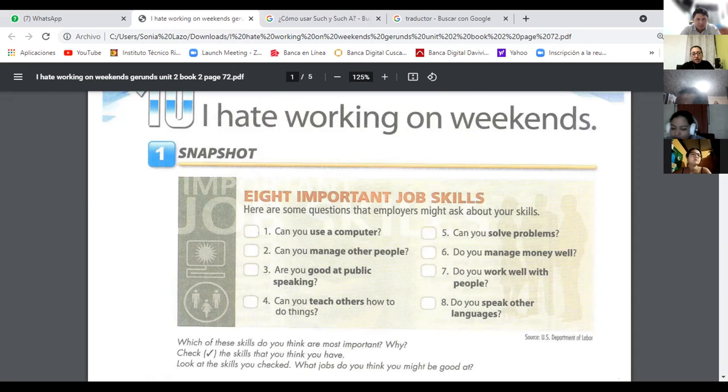So who wants to share the information? Yeah, all right, go ahead. In my case, can you manage other people? And can you, I can solve problems. Okay. And I work well with people. Okay. All right. Good. Thank you. And then somebody else can also share it until everybody participates and we finish. Thank you.